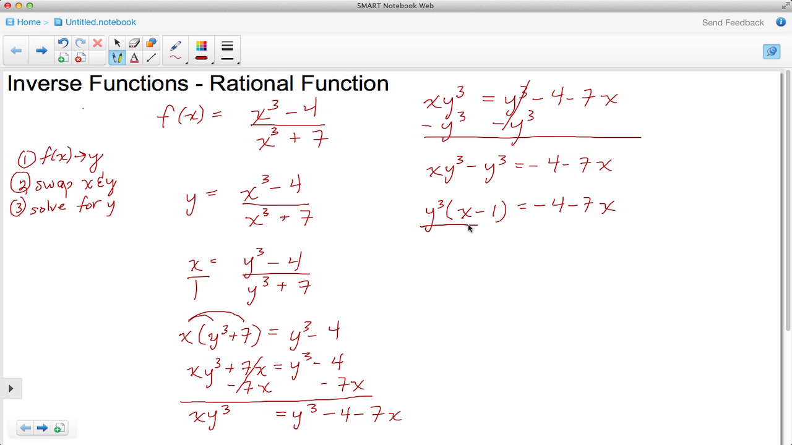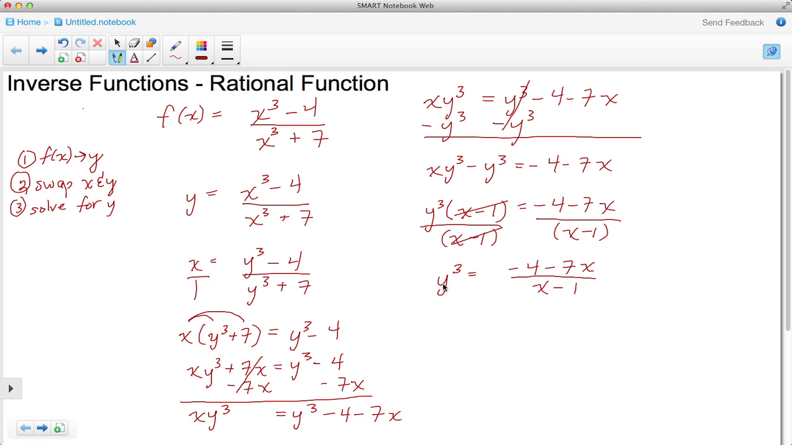And now to get this y to the third by itself, I'm going to divide both sides by the quantity x minus 1. In doing so, these x minus 1's cancel, leaving me with y to the third is equal to negative 4 minus 7x as the quantity in the numerator divided by the x minus 1 in the denominator.